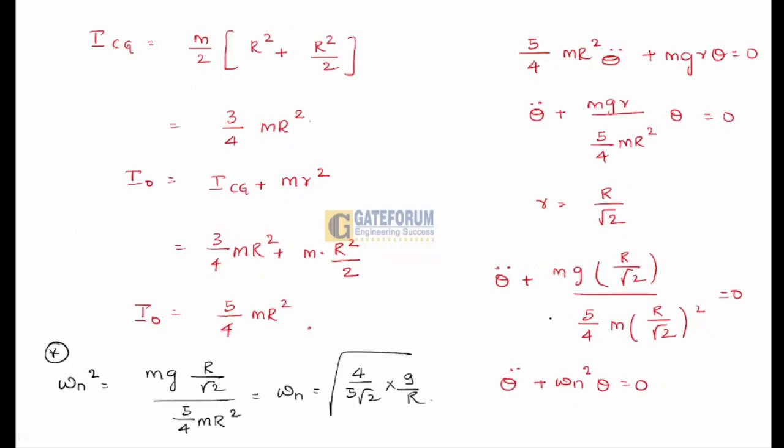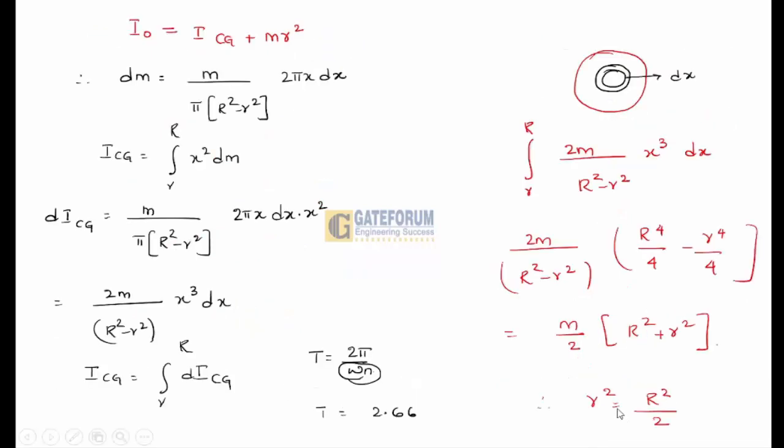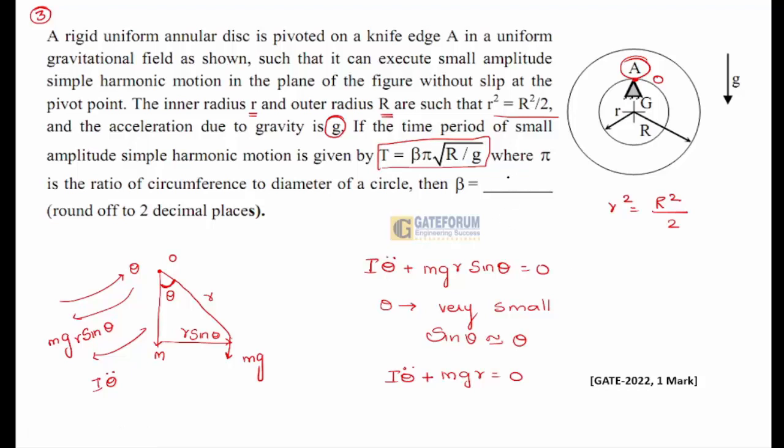Simple logic. Take t is equal to 2 pi by omega n. The omega n value is known to you. When you substitute, you will get 2.66. That is, the beta value will be around 2.66. That is, you will get t is equal to 2.66 pi into root r by g. This is the condition.